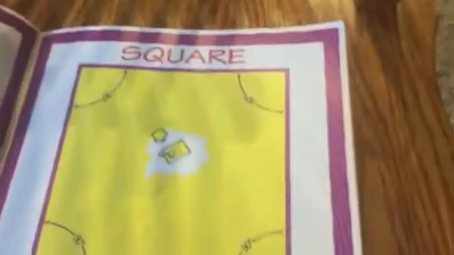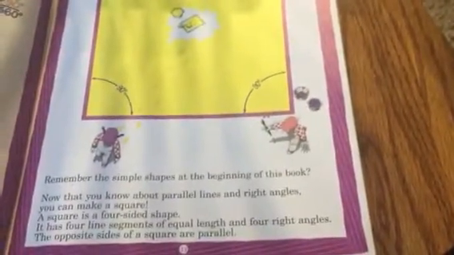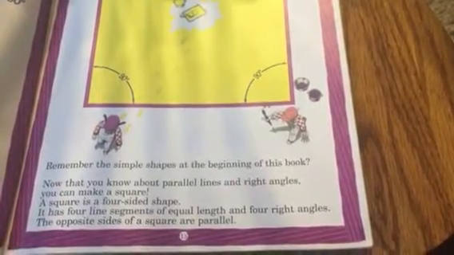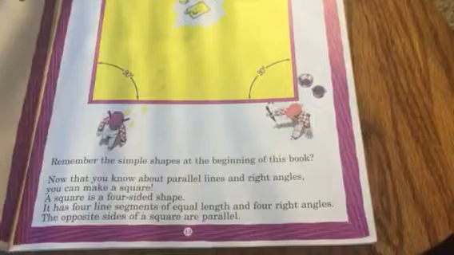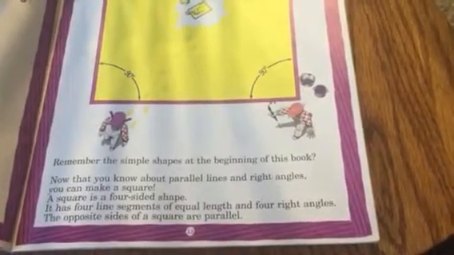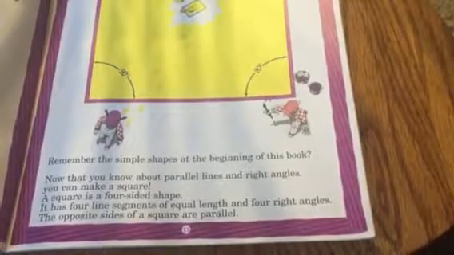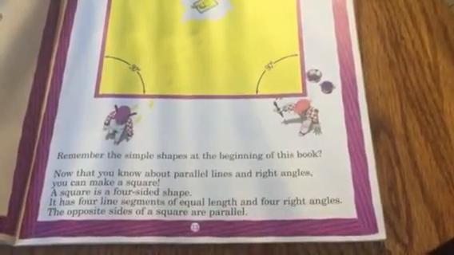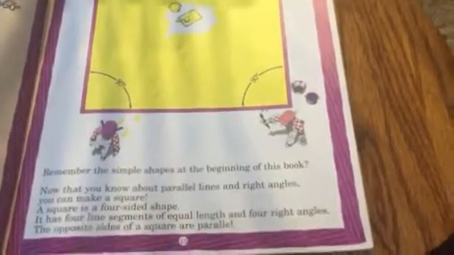Square. Remember the simple shapes at the beginning of this book. Now that you know about parallel lines and right angles, you can make a square. A square is a 4-sided shape. It has 4 line segments of equal length and 4 right angles. The opposite sides of a square are parallel.